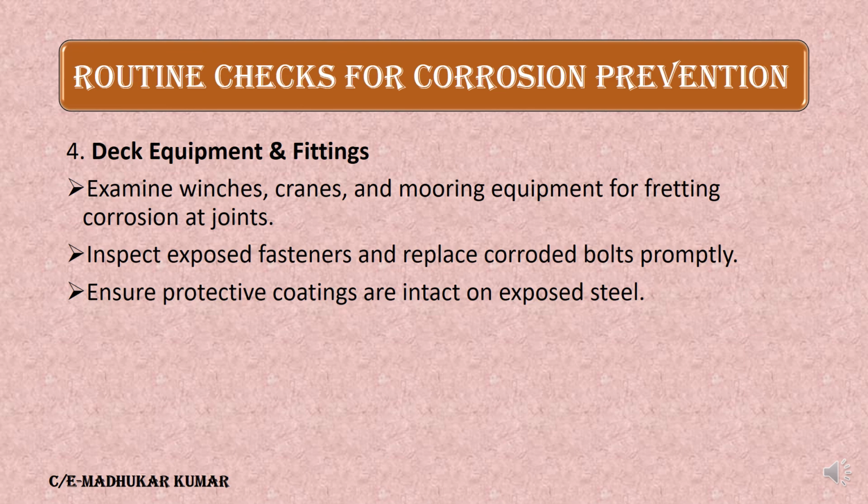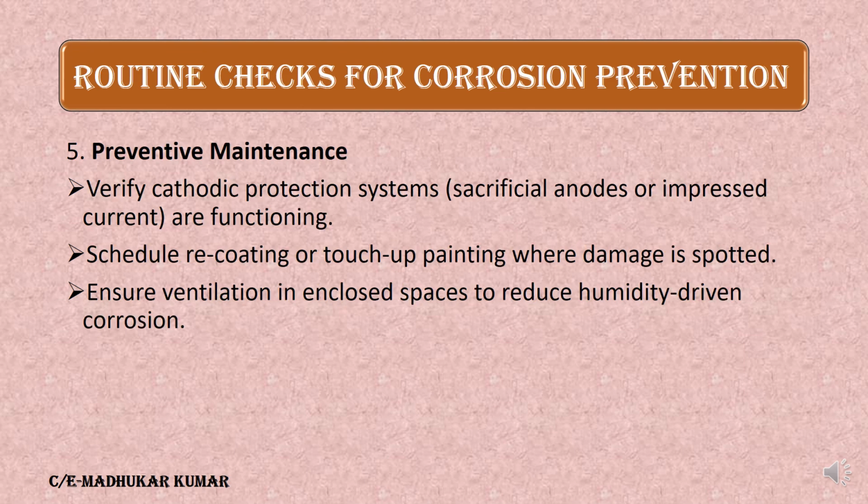Preventive maintenance: cathodic protection system, sacrificial anodes, and impressed current cathodic protection, that is your ICCP, must be functioning correctly. The aft part, the forward part. If recoating or touch-up painting is required, that also has to be done. And ensure ventilation in closed spaces, basically to reduce humidity-driven corrosion. So this is also a very important part. You have to follow all this so that you can reduce the corrosion.